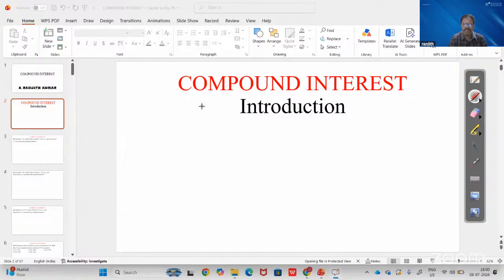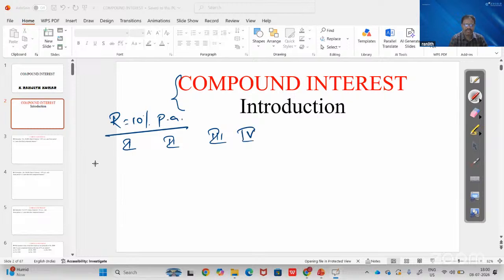So here, compound interest. I will discuss simple interest as well as compound interest. So we are going with the difference of SI and CI also, where R equals 10 percent per annum for 4 years: 1, 2, 3, fourth year, SI and CI.